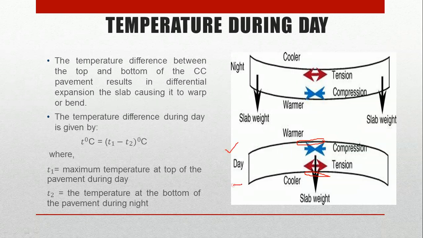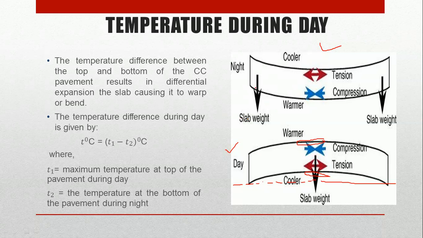So this is actually the subgrade level, but there is a variation in the shape of the pavement here. And during the night time, the cooler section is at the top and warm at the bottom. Daytime warm at the top, cool at the bottom. Therefore tension is occurring at the top and the compression is occurring at the bottom. This figure is clearly indicating the temperature variation during the day and night time of the pavement here.